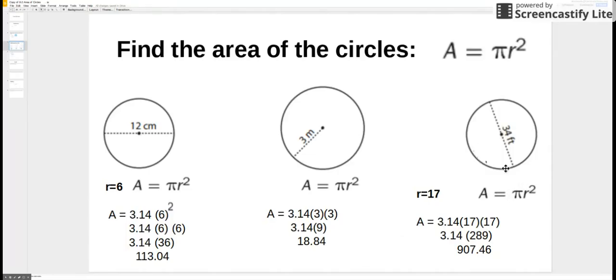Let's look at this next example. We have 34 feet as a diameter. If our diameter is 34 feet, then our radius has to be 17, because our radius, again, is from the center to the outside. It's half of the diameter. So let's plug it into our formula. Area equals 3.14 times r, which is 17 squared, or times 17. 3.14 times 17 times 17 is the same thing as 3.14 times 289. Multiply those two and you get 907.46.